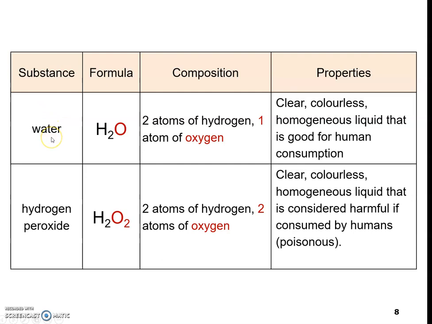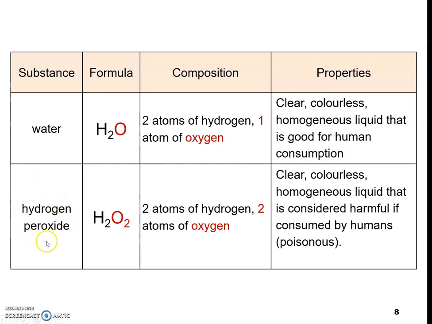The first one is water. The formula is H2O. So the composition of water is 2 atoms of hydrogen and 1 atom of oxygen. As you know, the properties of water, it is clear, colorless, homogeneous liquid that is good for human consumption.